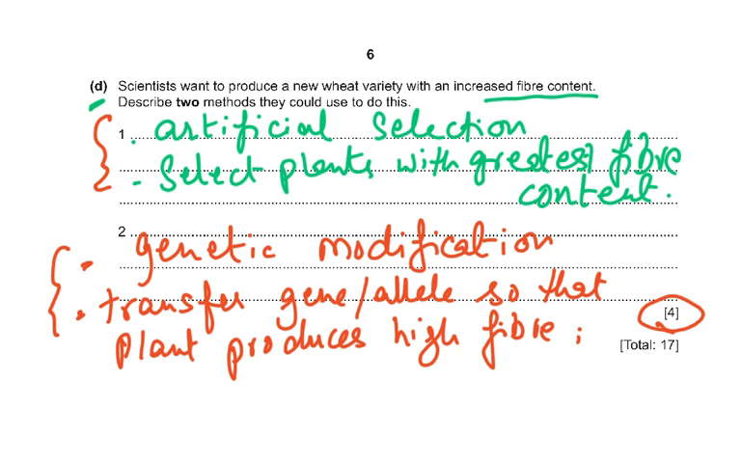So number one is artificial selection, or you can say selective breeding, which is the same thing. So you select plants and then you breed them. Select plants with the greatest fiber content and then you breed them. Select/breed plants with greatest fiber content. And the second is genetic modification, and they transfer the allele or the gene so that the plant produces high fiber.